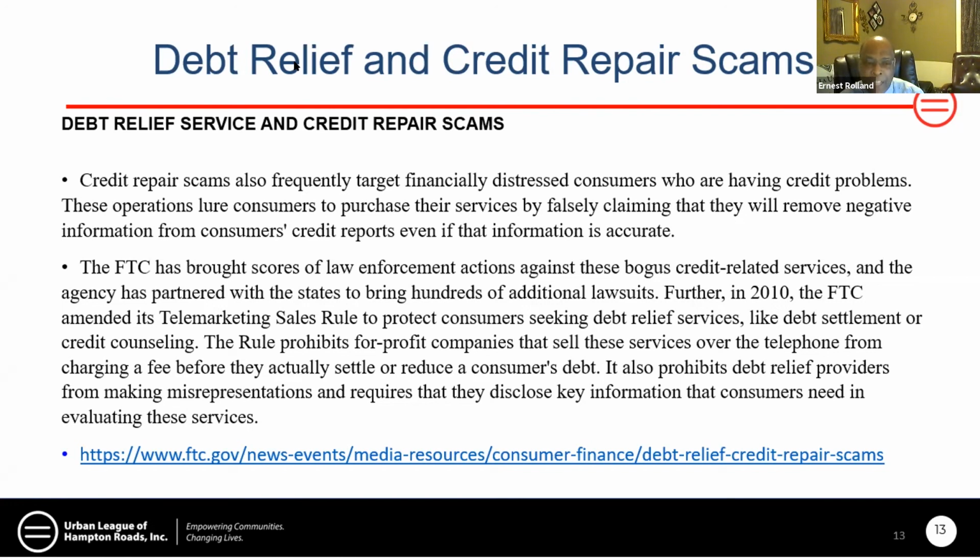So again, that should be a warning signal if you receive a call from someone saying, well, we'll definitely help you with your debt settlement. We're just going to charge you a fee, and we'll get to work right on that. So be very careful. It also prohibits debt relief providers from making misrepresentations and requires that they disclose key information that consumers need in evaluating these services. So again, be very, very careful with any type of debt relief service and credit repair scams that you may encounter. Next page, please.